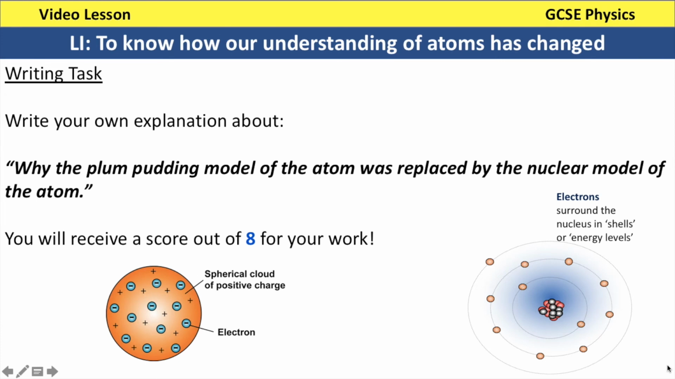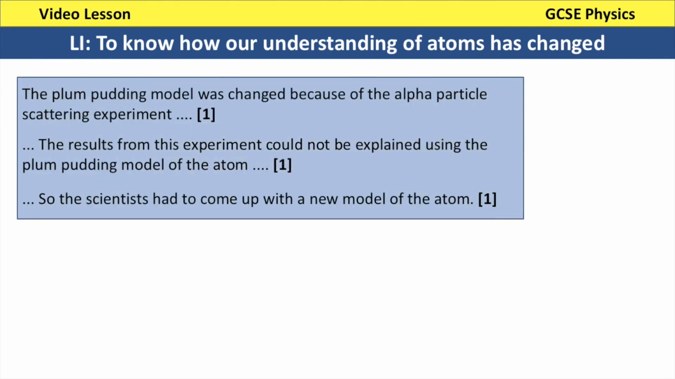So, now that you've had a go at answering this question, let's look at the different things that you can be awarded marks for. Any of the points that you have missed out, I would like you to add to your working in green pen, please, because these are all points that you could receive marks for in the actual exam. So, let's begin with them. The plum pudding model was replaced because of the alpha particle scattering experiment. If you just mentioned that the results of this scattering experiment were why the plum pudding model got changed, that gets you 1 mark.